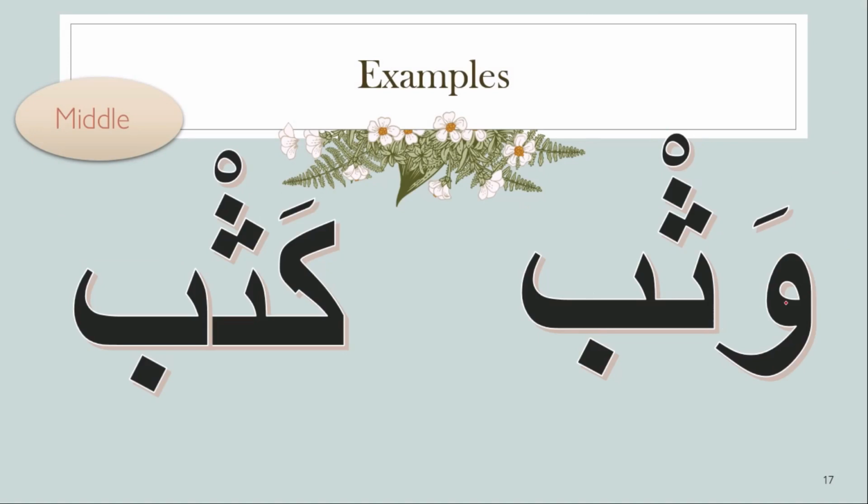Okay, let's try to read these words. Again, we have this letter that's like a comma, a big one, and it has fatha above. So how would we pronounce it? Wa. So this one is like wa.